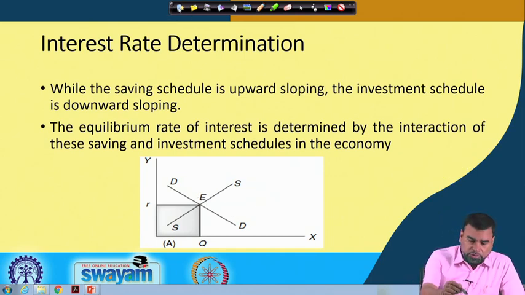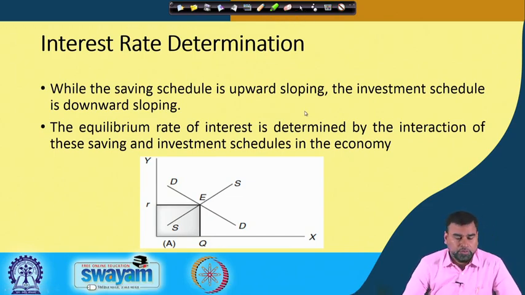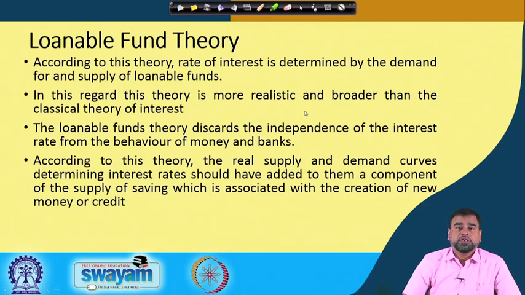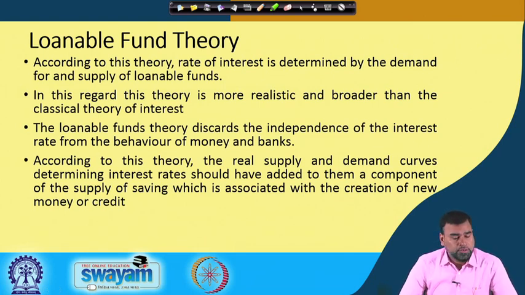But that is not the only theory. We have other theories in the system. We have the loanable fund theory, which is an extension of the classical theory, because there are certain issues which were discarded by the people who believe in the loanable fund theory. According to this theory, the rate of interest is determined by the demand for and supply of loanable funds.